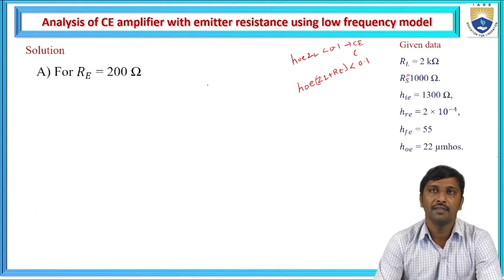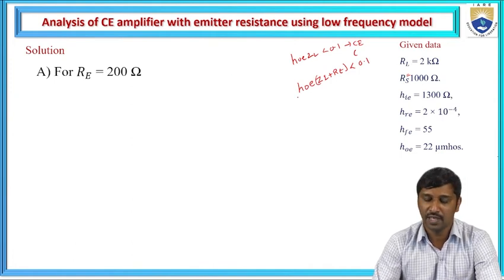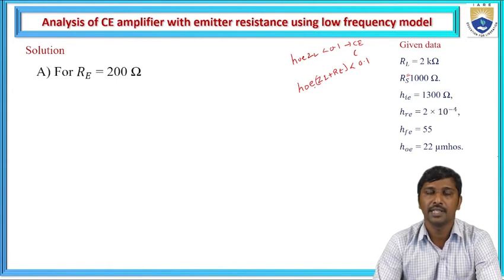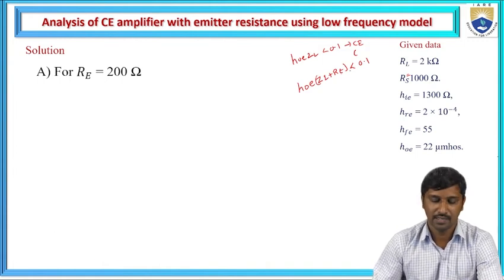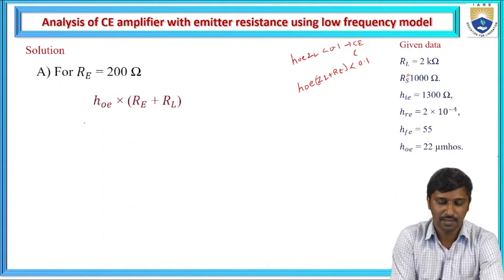Now we need to identify whether to choose exact analysis or approximate analysis. To identify this case, we need to verify this condition: hoe times of (ZL plus RE) should be less than 0.1. Then we go for the approximate model. Otherwise, we go for the exact model. Hence, I am going to verify this one.